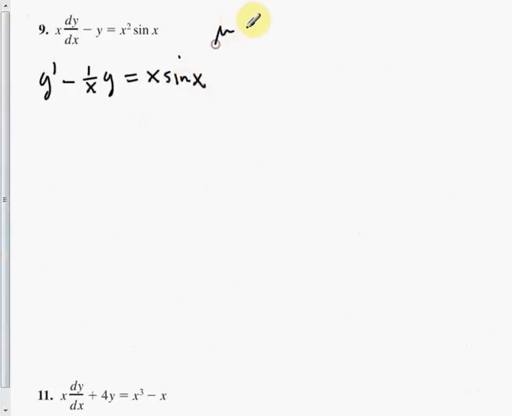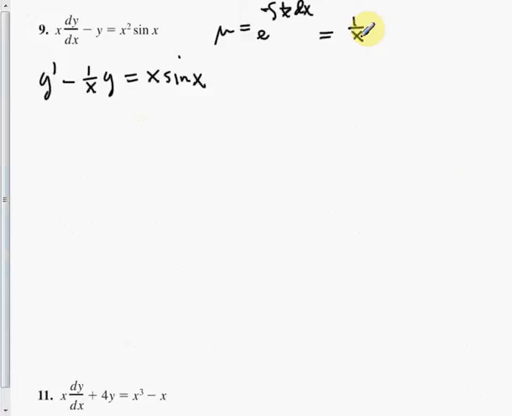So the integrating factor is e to the negative integral, that's negative 1 over x dx. So this is just 1 over x, right? If it's just e to the integral of 1 over x dx, you know that just becomes e to the natural log of x, which is just x, but it's a negative in front of it, so it's x to the negative 1, or 1 over x, right?